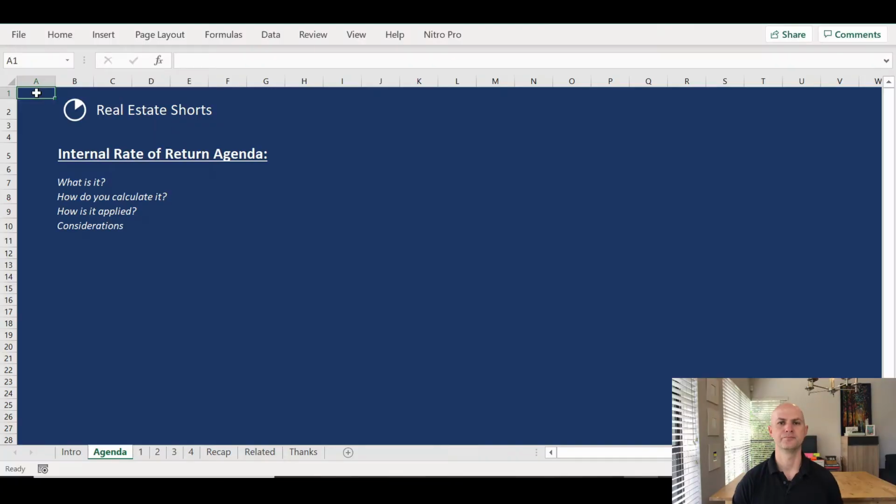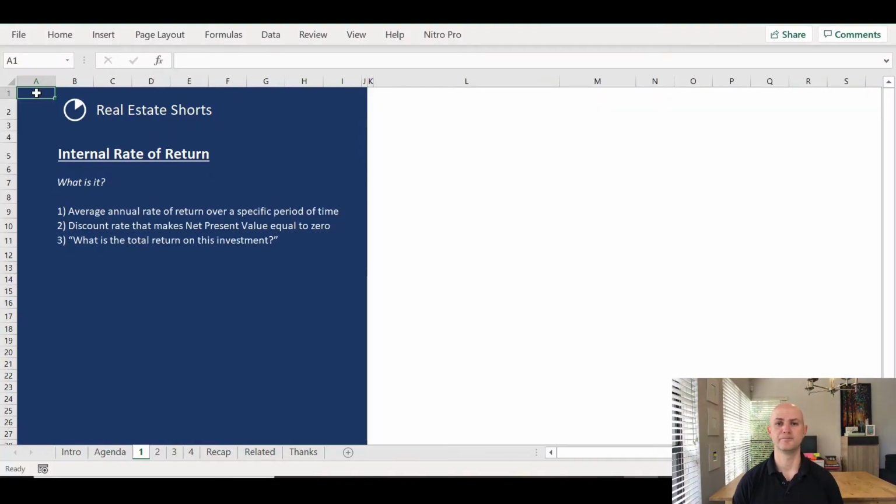Today we're going to talk about the internal rate of return in commercial real estate. We're going to define what it is, both in and out of the classroom. We're going to explore how it's calculated, more importantly, how it's applied, and then some important considerations, common errors, problems, rebuttals, debates had around that topic, and what you can do for them. Let's get into it.